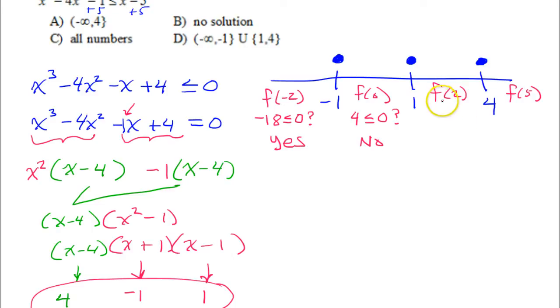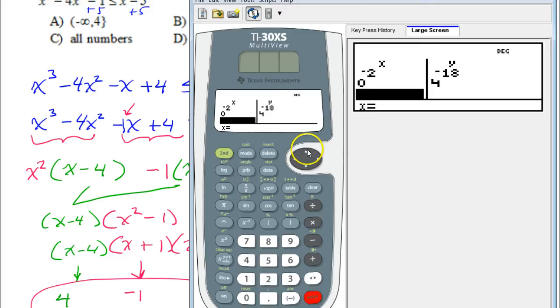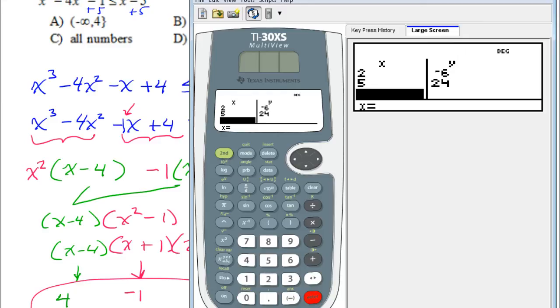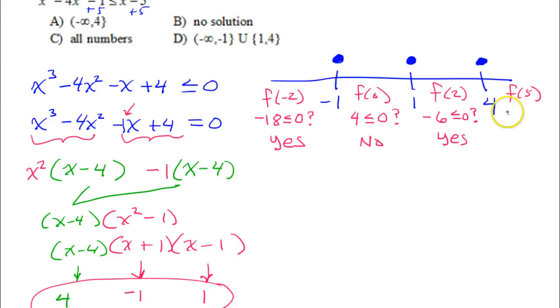Alright, let's find the value of the function at 2 and 5 now. I'm just going to go back up here and do 2, enter, 5, enter. That gives me -6 and 24. Is -6 less than or equal to 0? Yes. 24. Is that less than or equal to 0? No.